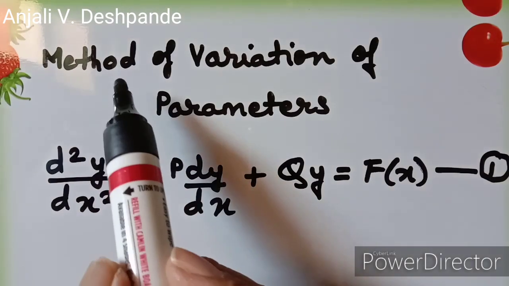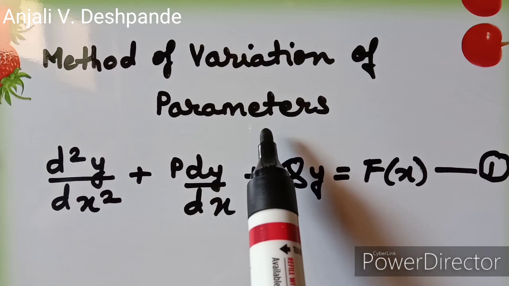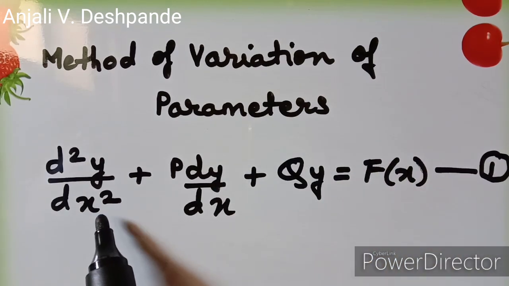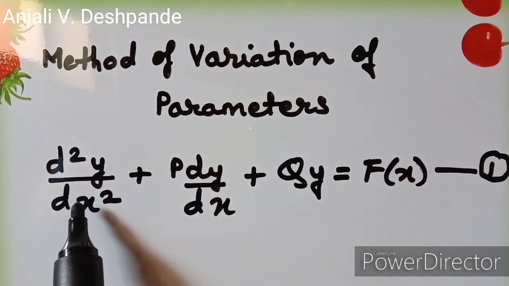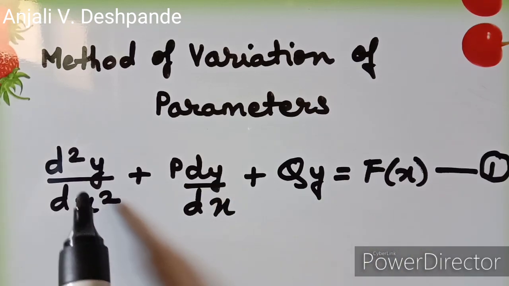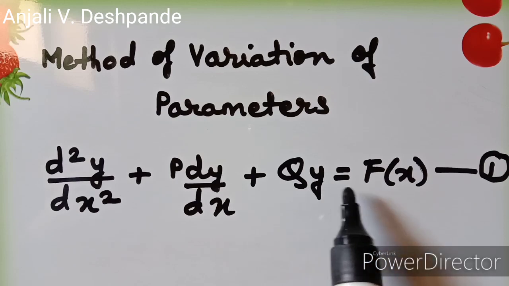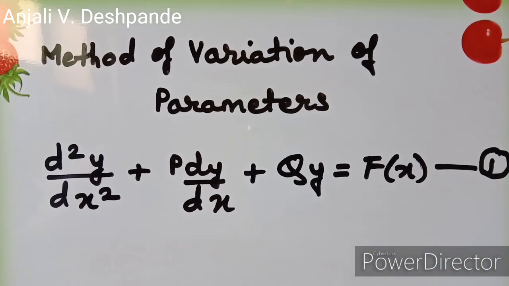In this video, we are going to see the method of variation of parameters to find out the particular integral of the second order linear differential equation with constant coefficients. So this is the second order linear differential equation which is written over here: d2y by dx square plus p dy by dx plus qy is equal to f of x. I am calling this equation 1.